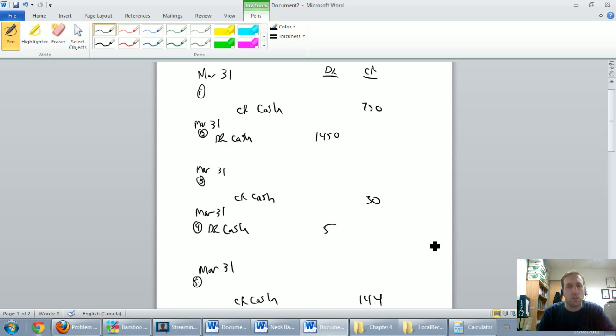But when I start these journal entries, I just said, oh, cash is going down, credit cash; cash is going up, debit cash. We know that assets going down take a credit, assets going up take a debit. So we've done our debits and credits to cash. We're halfway done all 5 journal entries without even thinking about it. So from here, it becomes a much easier process.